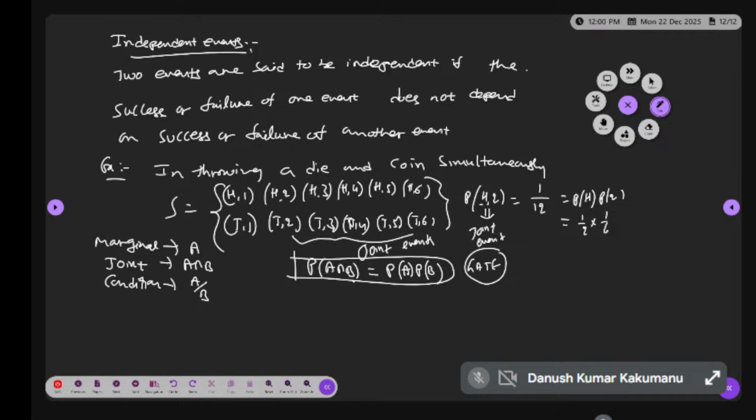It depends on the individual. But the first answer is random. Even if you are a class topper or college topper, we cannot predict your rank. You may be very confident, but it's random. So this is about independent events. Are you understanding?